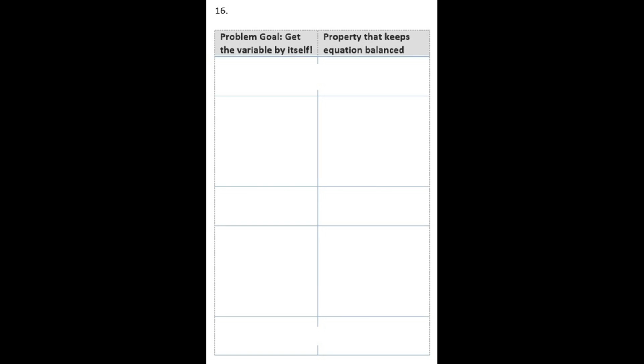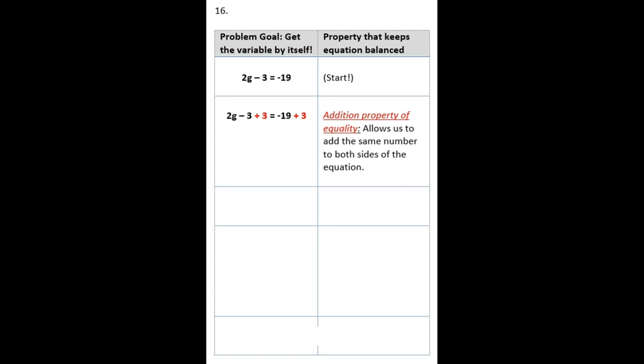All right, going on to the next problem, and here's our chart again, and our goal is to get the variable all by itself. So here we go. It's 2g minus 3 equals negative 19. So again, we add 3 to both sides. Why? Because we want to get rid of that minus 3. But if we do it to one side, we have to do it to the other.